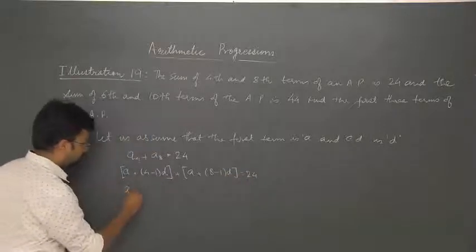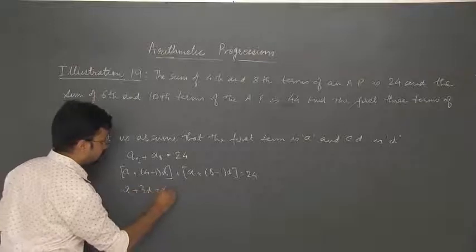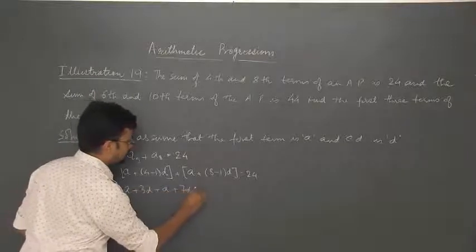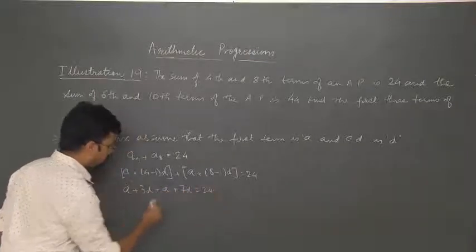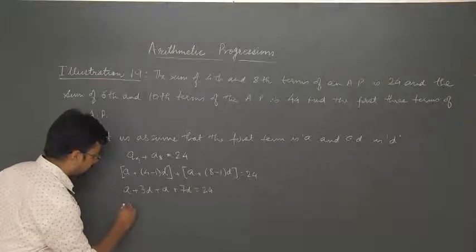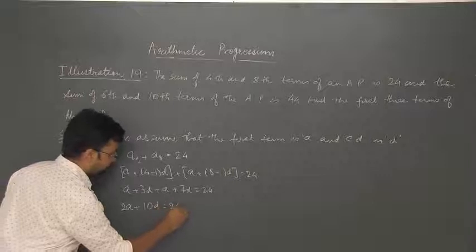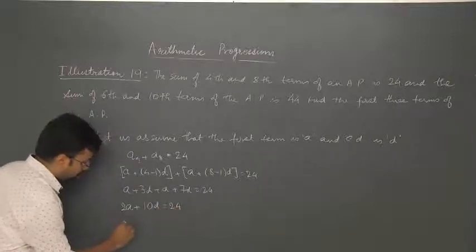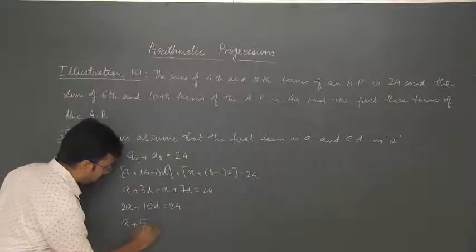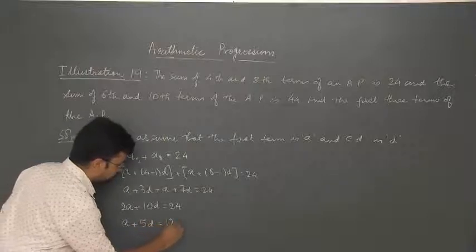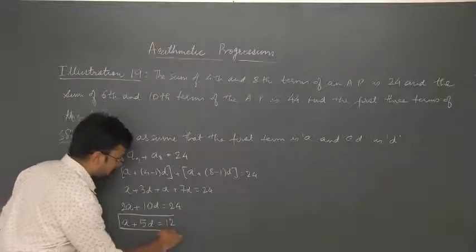So what do we have? We have A plus 3D plus A plus 7D equal to 24. So we get a relation between A and D here. 2A plus 10D equal to 24. We take out 2 common. So what we get is A plus 5D is equal to 12. This is the first relation that we get here.